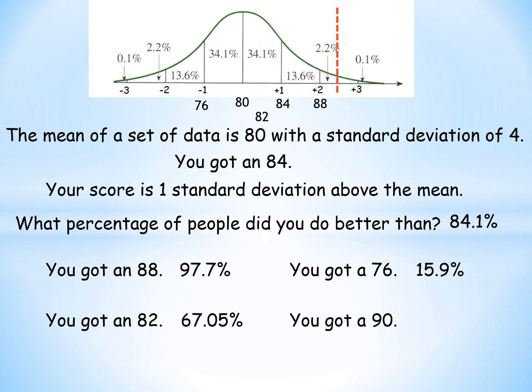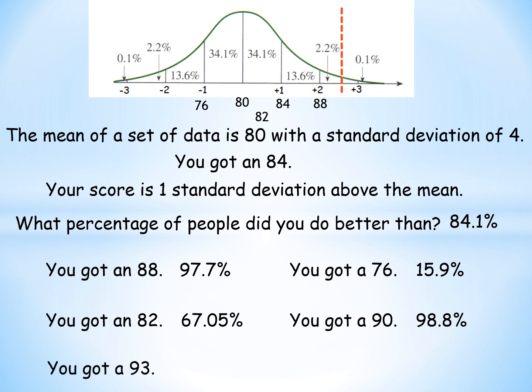And then if they said, well, what about if you got a 90? Well, now that would be kind of up here. Again, that's perfectly in between 2 and 3 because the standard deviations are 4 units apart. So I could say, well, that's going to be 2.5 standard deviations away. And so I could take this bar here, this 2.2% divided by 2, and then add up all the ones to the left. And I could figure that out pretty easily.